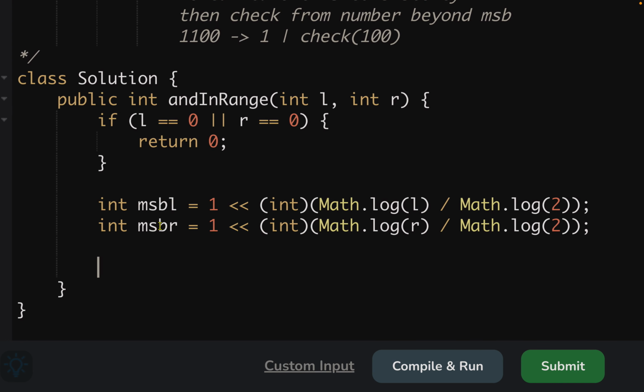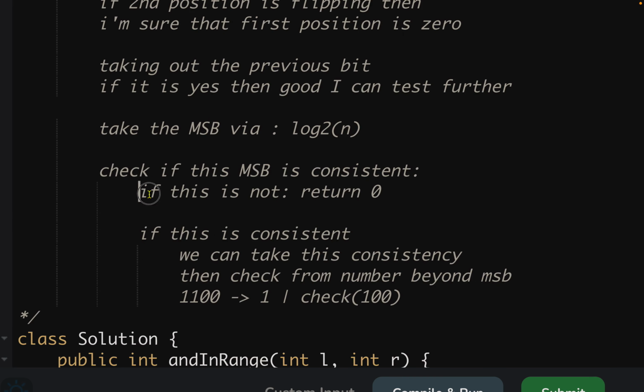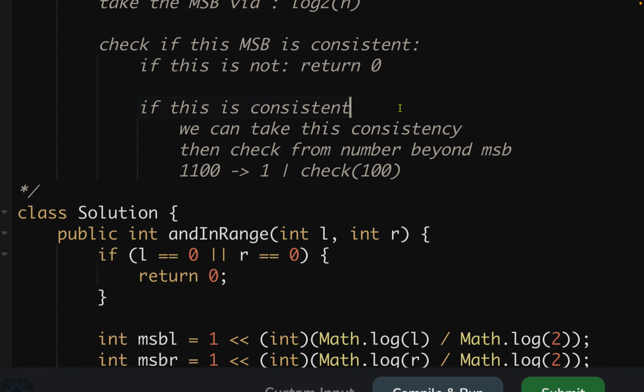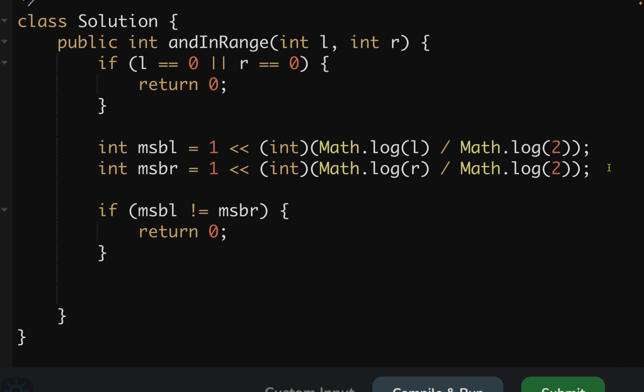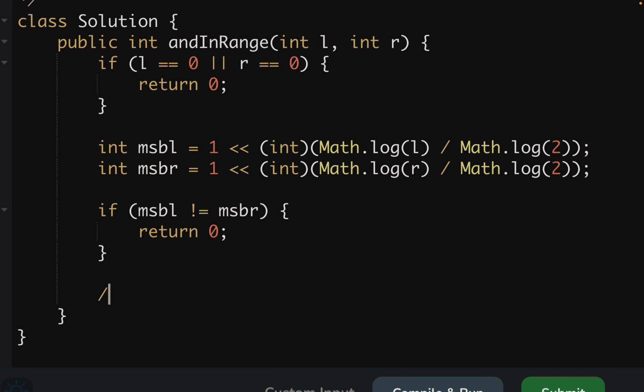I have MSB left and right. Let's check if these are consistent. If MSB left is not equal to MSB right, that means it's not consistent, return 0. This is check marked. Now if this is consistent, we can check the number beyond the MSB. I'll just copy this one and paste it over here within a comment, obviously, because it's English.